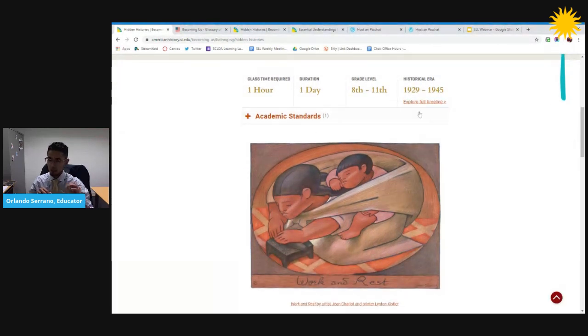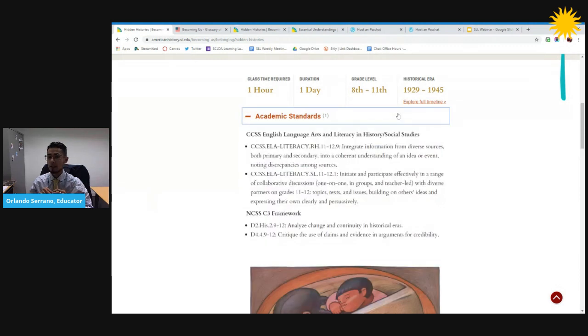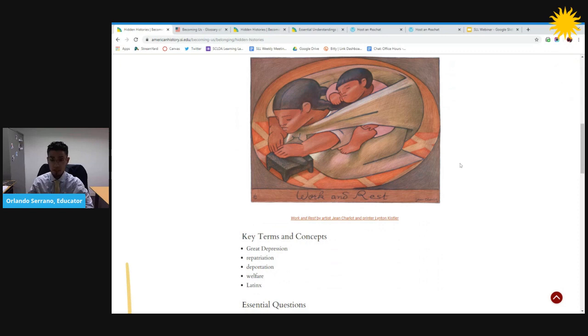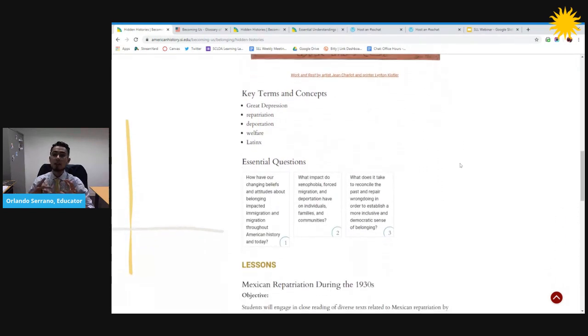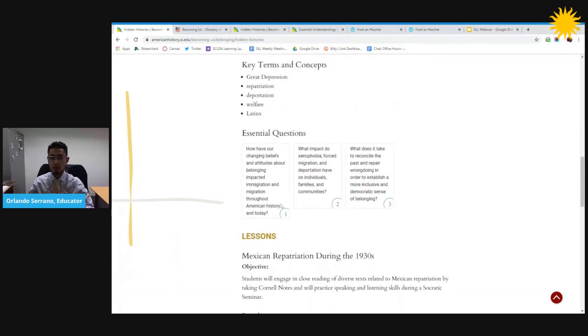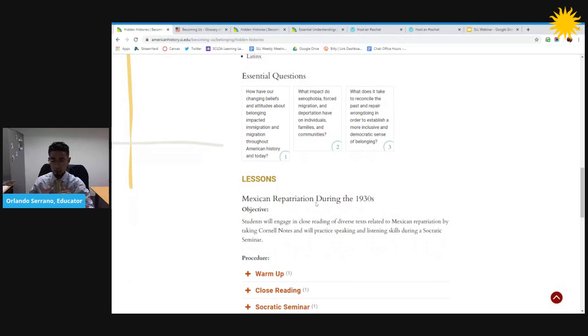Anytime you see the little plus on our website, that indicates that it's an accordion box that you can open up, and it will let you know, in this case, what the academic standards are that are addressed in this lesson. Below that, you will see some of the key terms and concepts that are important. What are the guiding questions, the essential questions that we had in mind when we framed the particular lessons and objective that the instruction is targeted towards.